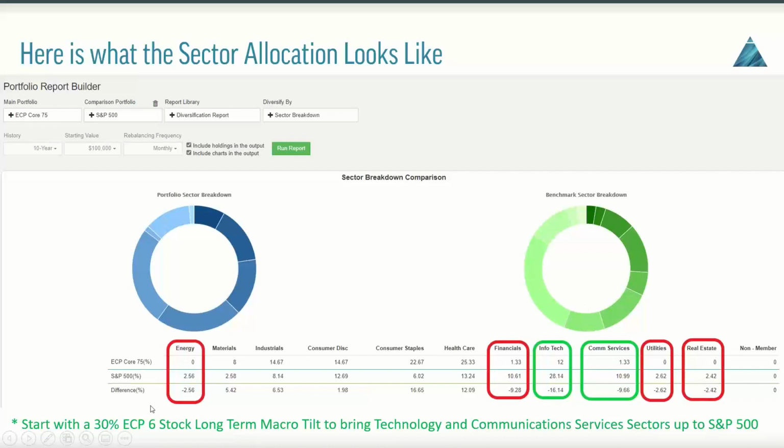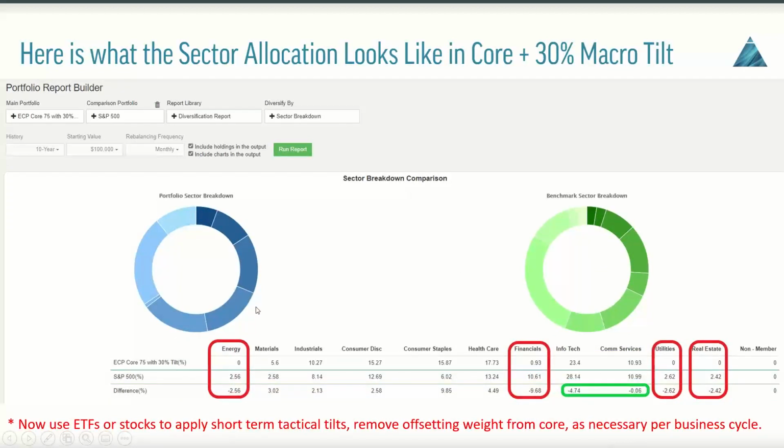And so again, we start with a 30% ECP 6 stock long-term tilt to bring that technology and communications sectors up to the S&P 500. So you can see that we're way underweight in Core, the IT sector and communication services. And that tends to be why we lag in those up markets. So these two boxes in green are what we manage to with the macro tilts, okay?